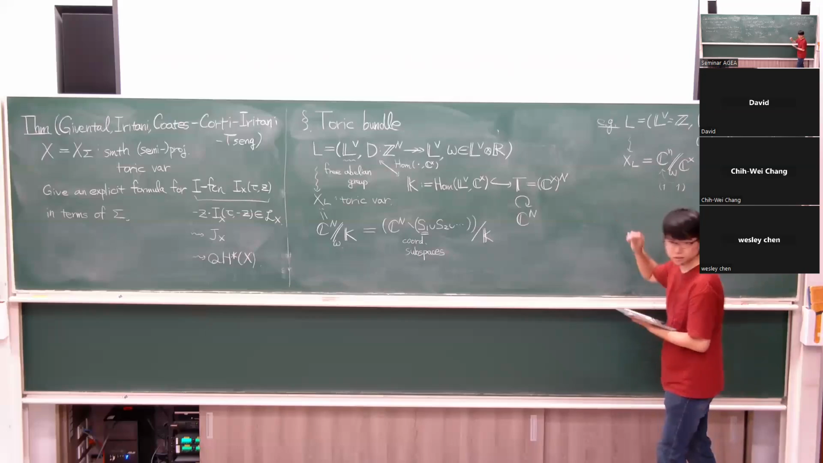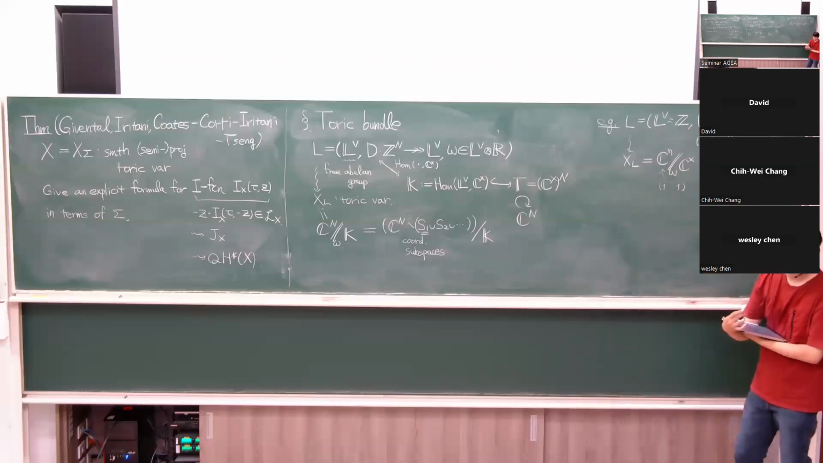In your discussion of the GIT quotient, where is omega? Yeah, you remove the coordinate subspaces. So is this S1 determined by omega? Determined by omega, yes. How is it determined?